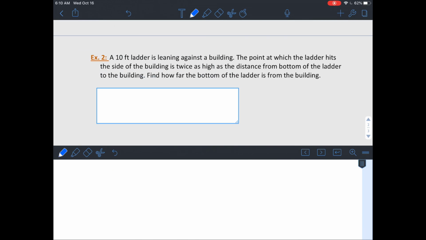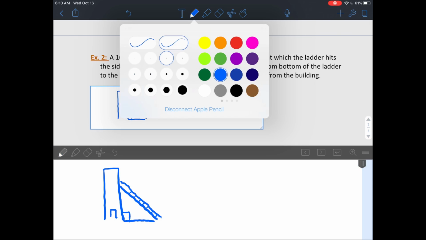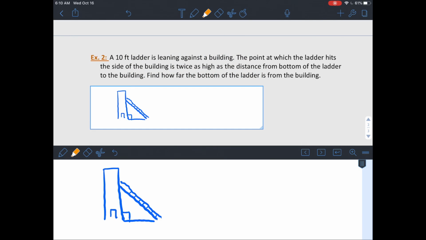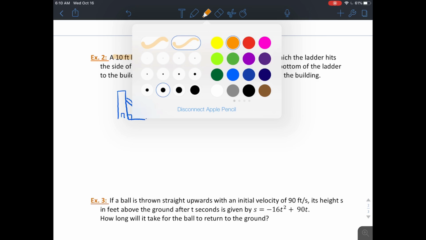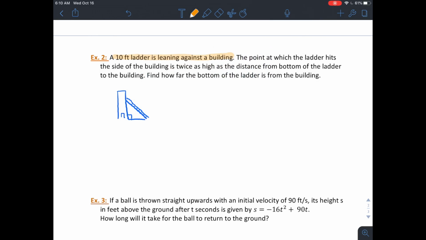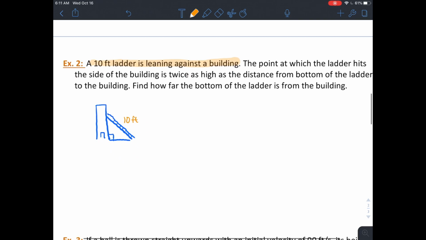Another situation where we're going to have to pick out some information and maybe draw a picture. We've got this ladder that's leaning against a building. So we're going to assume that the ground and the building are perpendicular to each other. There's my beautiful ladder. Things that we know: they tell us that this is a 10-foot ladder that's leaning against the building. So let's go ahead and label that in our picture. So that's 10 feet for the hypotenuse of my right triangle.